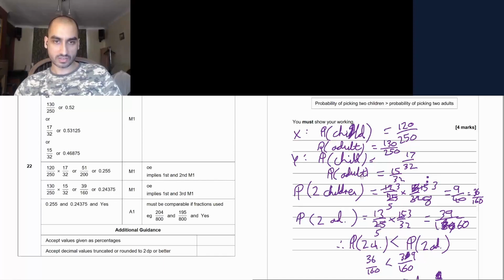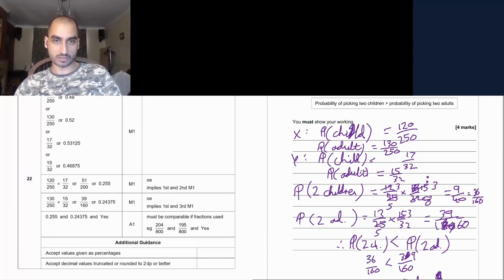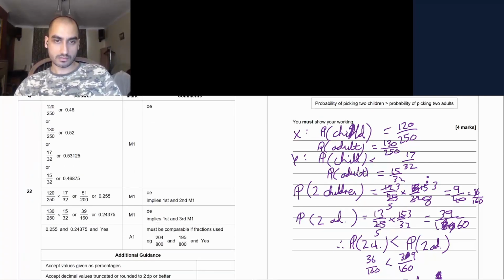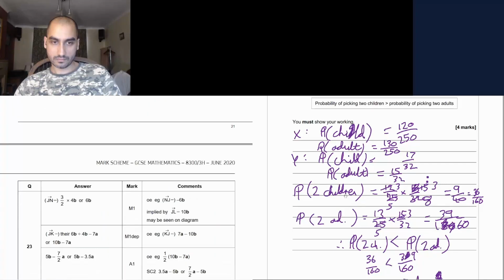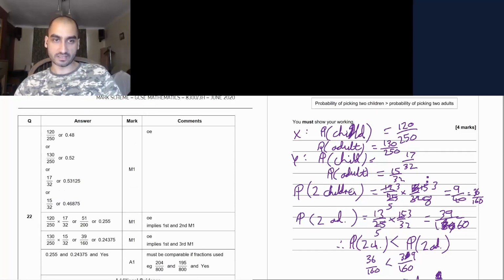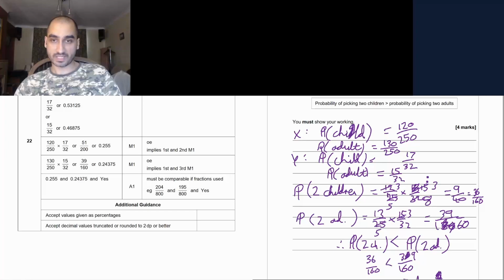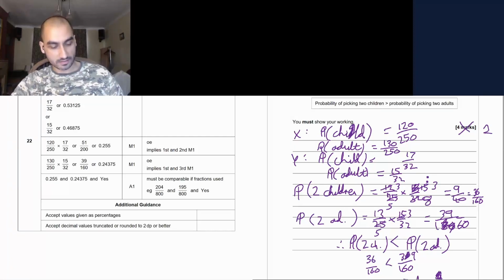So I lost 2 marks. One for not getting the second M1 and just 1 just because I didn't get the final answer correct. Damn it. So I've lost 5 marks already. That's already not looking great.